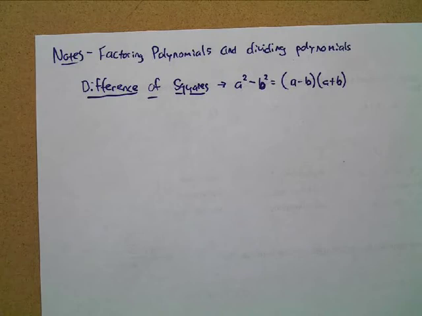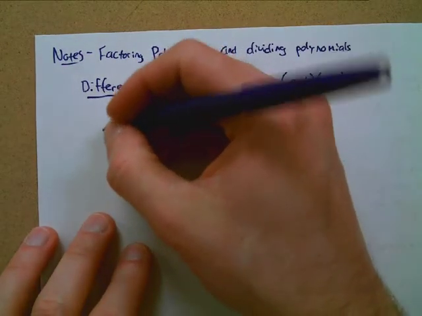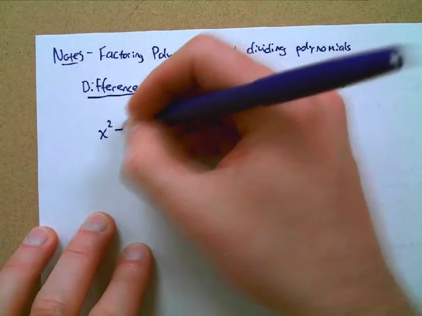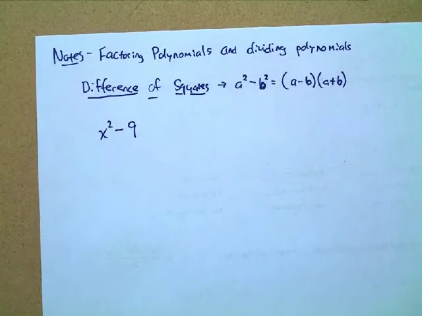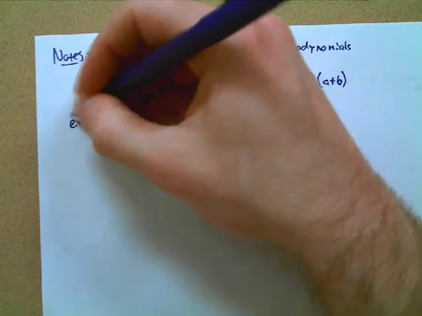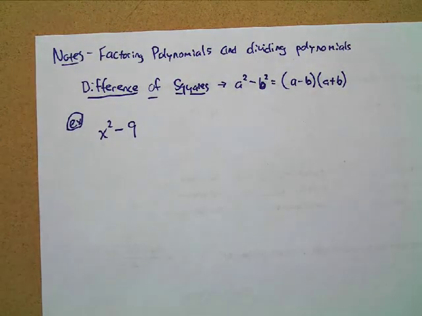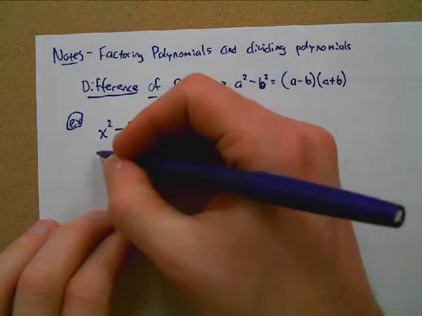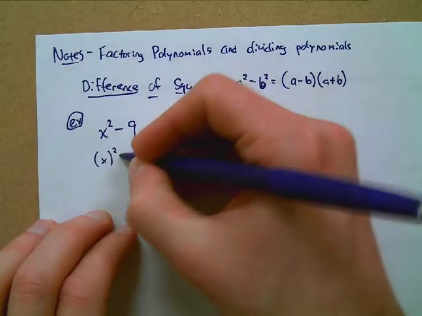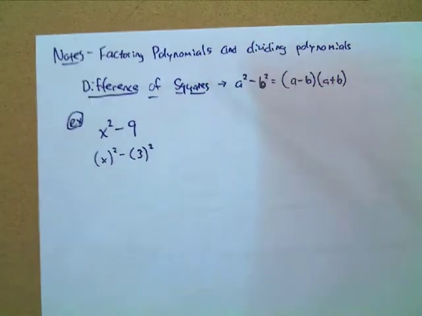So let's take a look at some examples here. Let's try x squared minus 9, as an example. Is x squared a perfect square? Something squared, right? So that's a perfect square. Is 9 a perfect square? Yes, it's 3 squared. So you can kind of think of it as x squared minus 3 squared, if you wanted to.